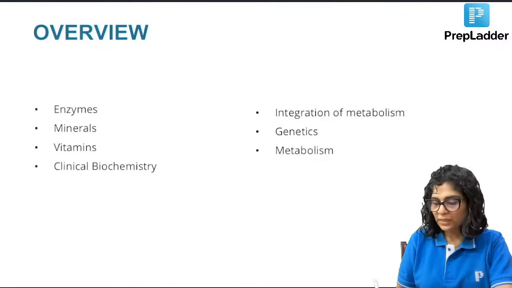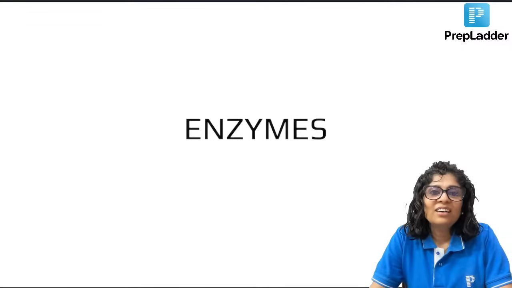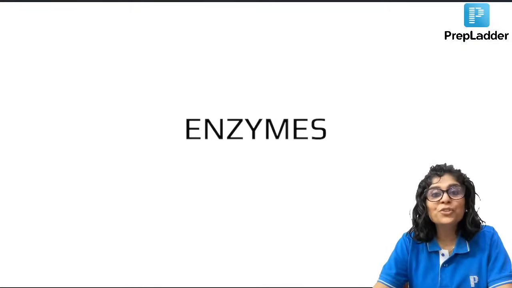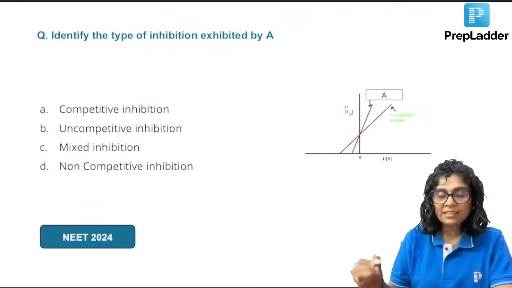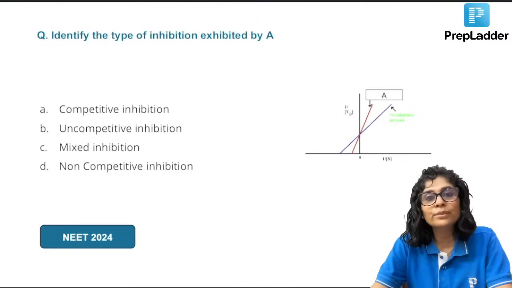So we'll now start with enzymes. In enzymes, what topic can be asked as an image-based MCQ? As you all know, it is going to be an MCQ which is based on the Lineweaver-Burk plot, right? These days in most of the exams, they give you a graph and they ask you to find out which type of enzyme inhibition it is.